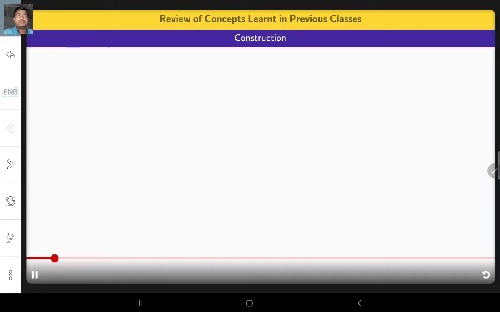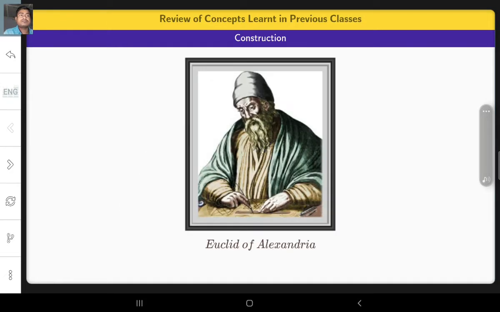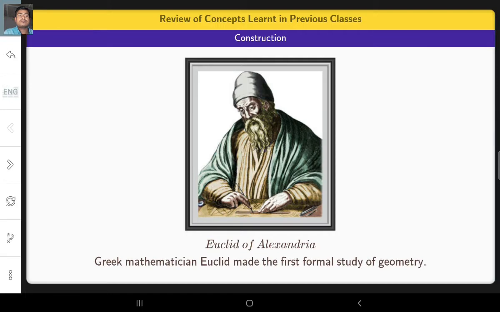The method of drawing various geometric shapes with a pair of compasses and a straight edge or a ruler is known as construction. The ancient Greek mathematician Euclid made the first formal study of geometry, where he described methods of construction to produce figures when direct measurement could not be used.